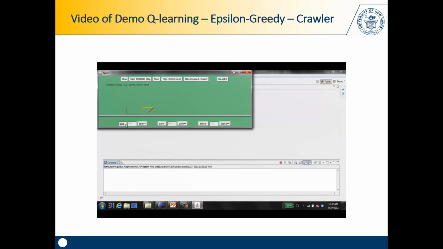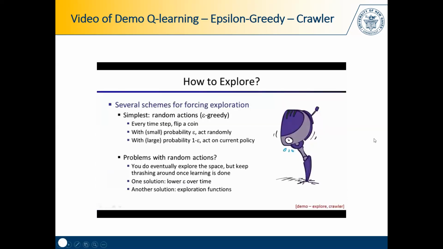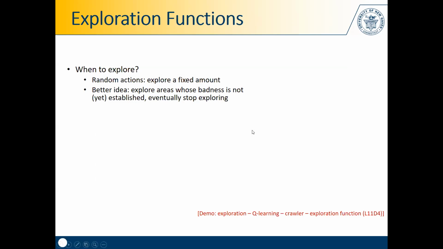Okay. So what happens if I turn epsilon down? Let's turn it off and just let it go. Be optimal, right? Well, it's not so bad, right? So Q-learning learned the right thing, but the exploration was preventing you from doing it. So there were a couple issues there. Let's see what they were.